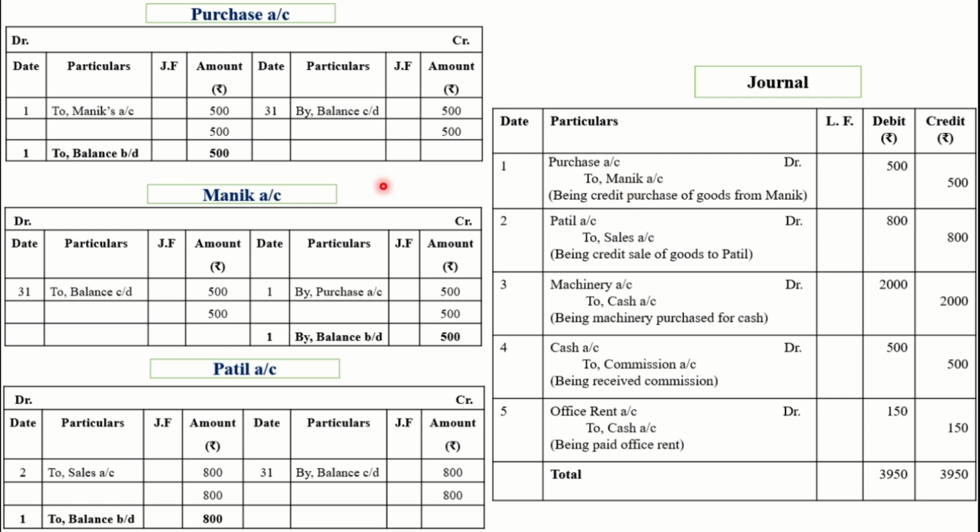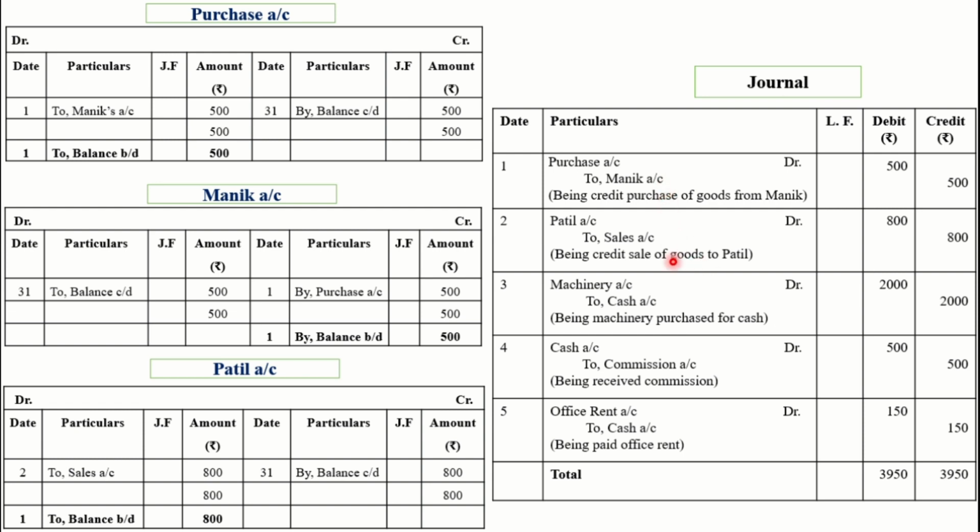Now after purchase account there is a Manik account. That's why we are going to prepare the Manik account ledger. Okay, here Manik account entry is on credit side, right? On credit side, that transaction's debit account we record on credit side. You can see here, date first, by purchase account rupees 500.